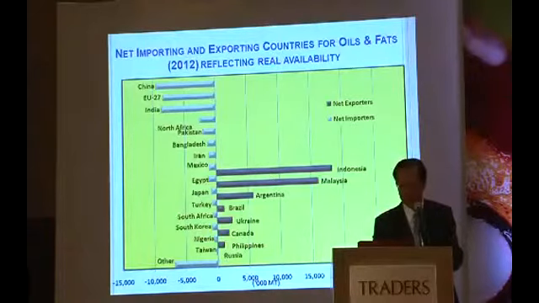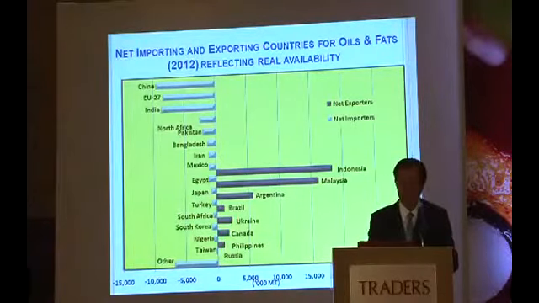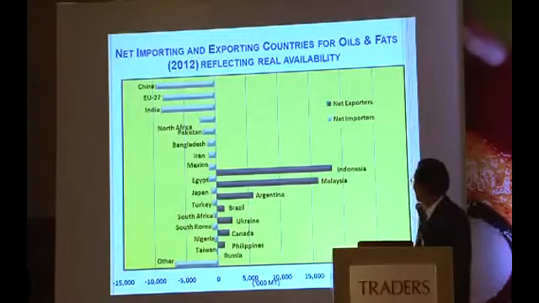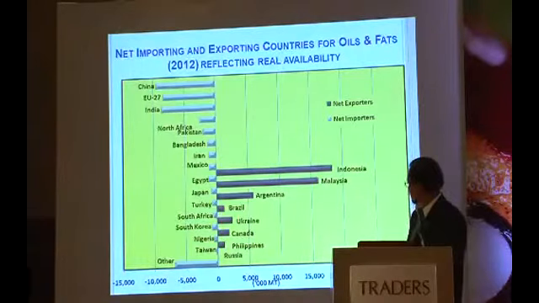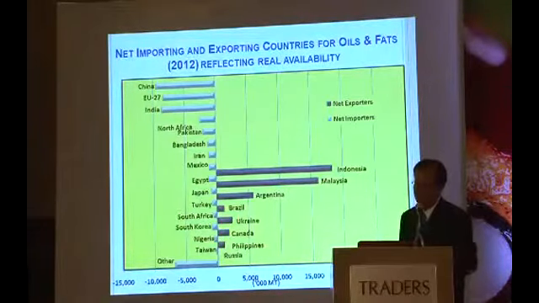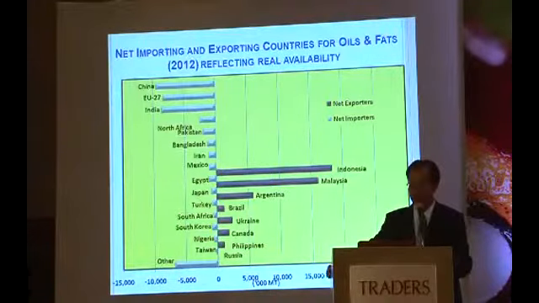And this is always a favorite chart that I use to demonstrate that most countries in the world are net importers of oils and fats, led by China, EU, and India. And the EU, you can see from the size of this bar on the left, is importing about 8 million tons net imports of oils and fats, mostly palm oil. And as you can see, if you are a net importer, the most you can do is to import from these net exporters. And the net exporters, the two biggest ones are Indonesia and Malaysia.